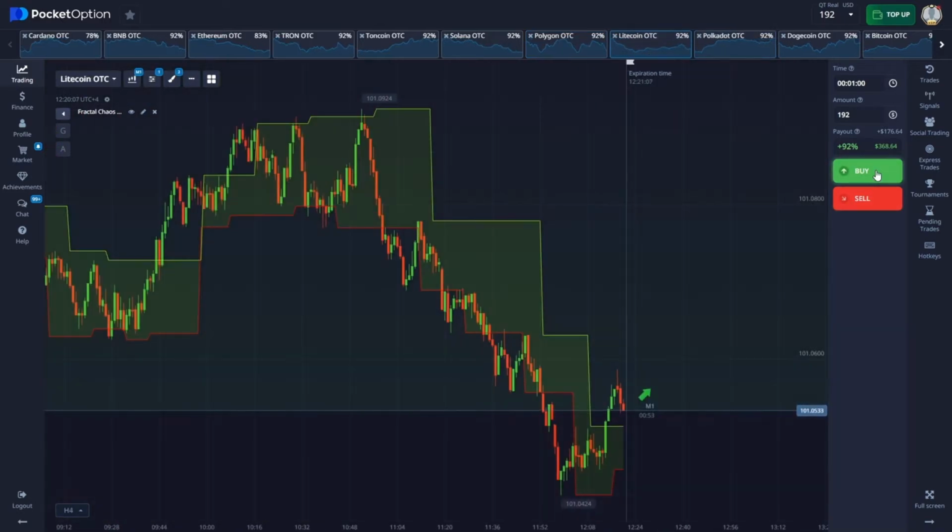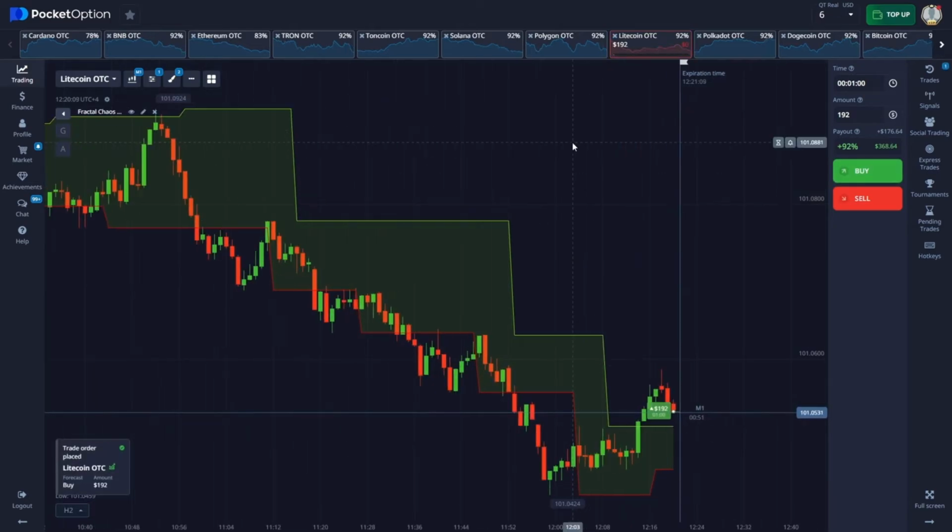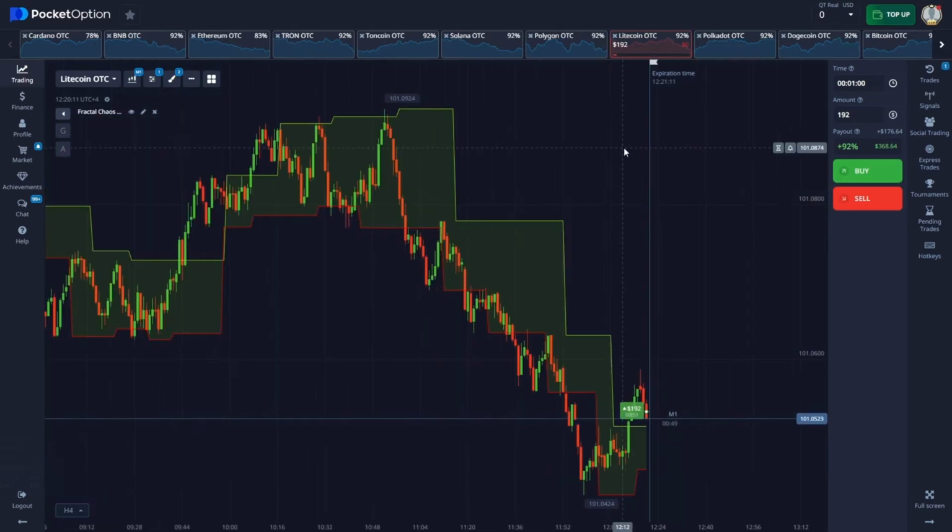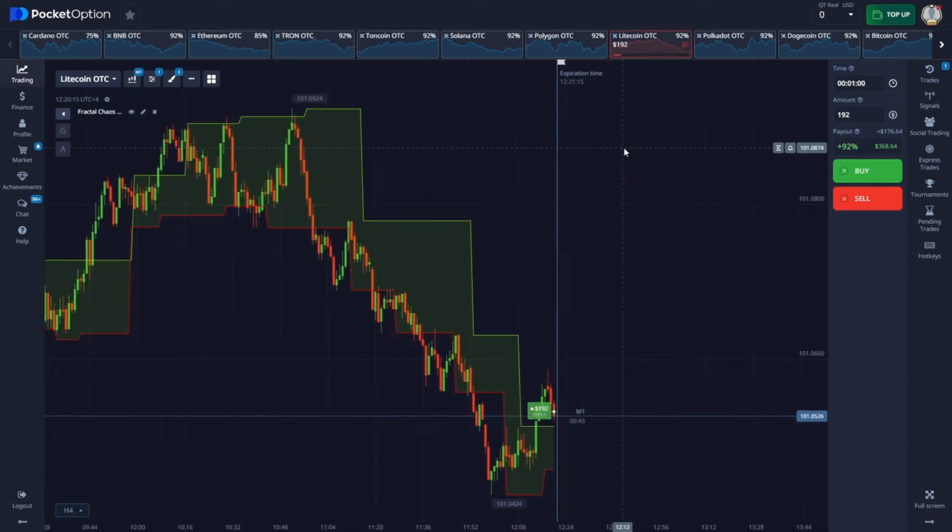On Litecoin OTC, we have a trade for the upside move, and I placed the trade for the upside move on Litecoin OTC worth $192. As you can see, there was a downtrend and the candle broke the fractal level, then came back, retracing from the fractal level. That's why I took this trade for the upside move. This was a retracement trade and I took it a little bit earlier.